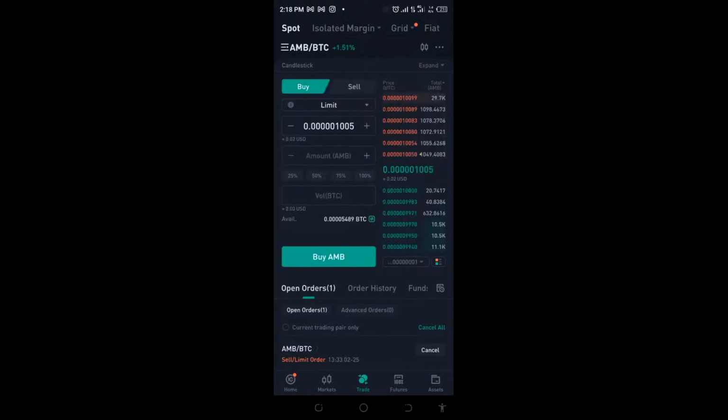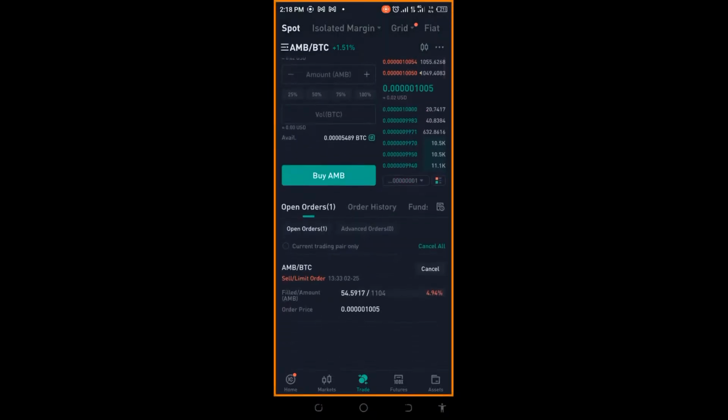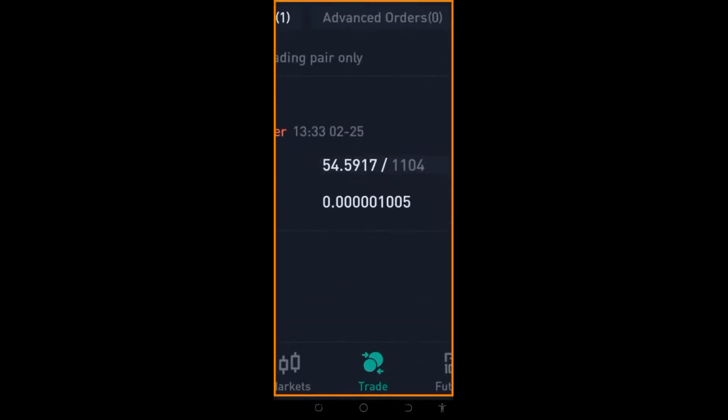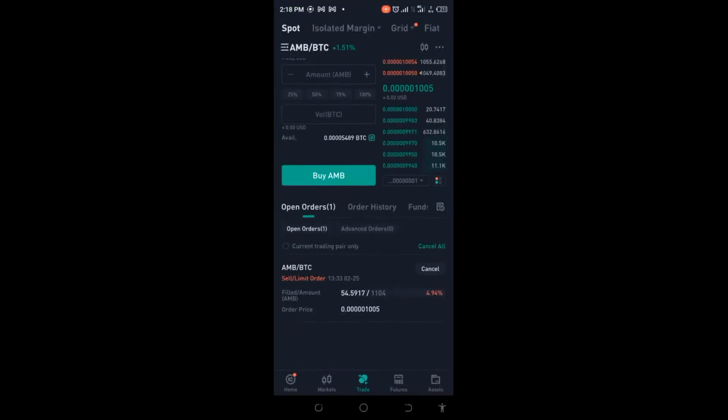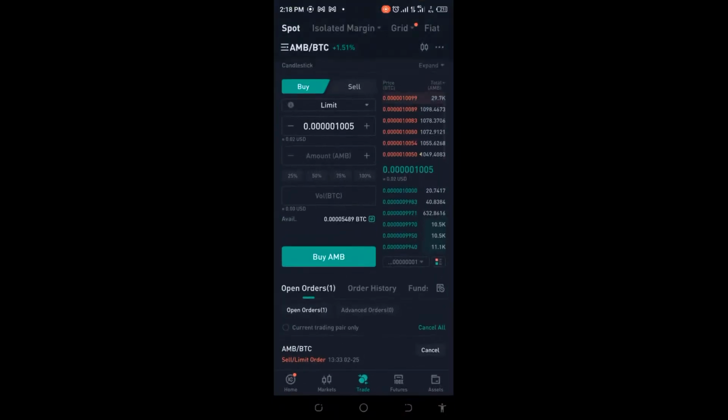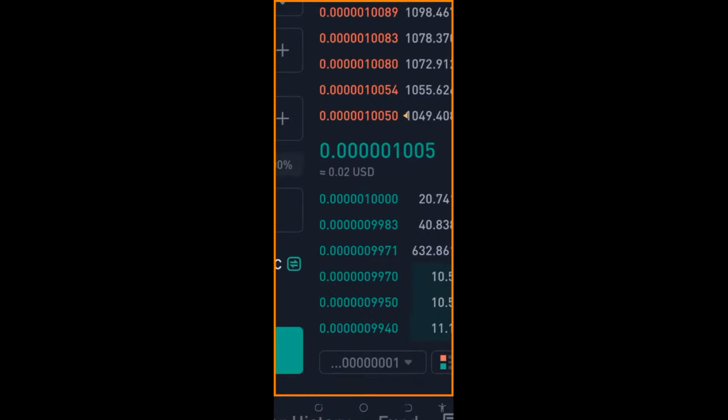Okay, right now it's at 0.000105, so it's moving up. And as we can see here, part of it has already been sold. So we have 54.59 out of 1104 already sold at that price. So we're hoping, if I were going to pick any of these ones in the order book, we'll see that it's nowhere near what we want.